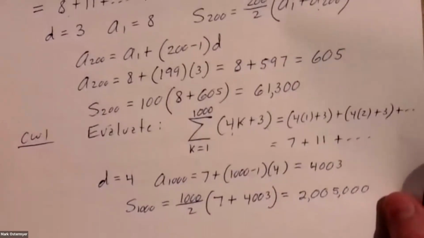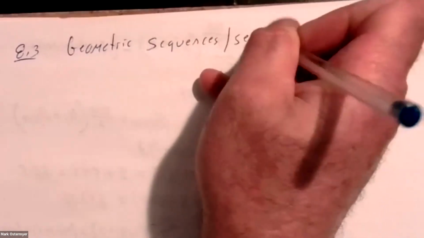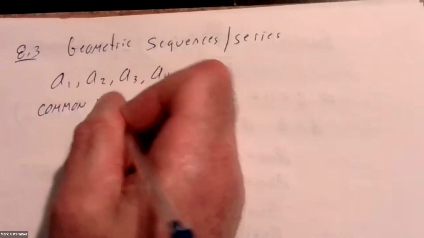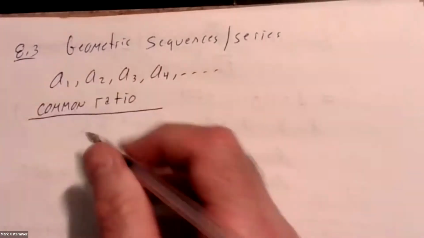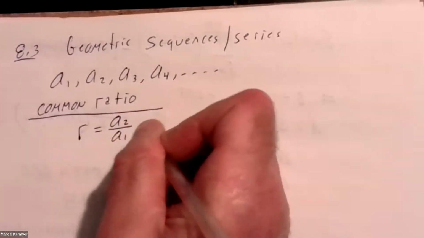So section 8.3 is the last section today. It's entitled Geometric Sequences and Series. So what makes this sequence a geometric sequence? Well, it must possess what is called a common ratio. And the common ratio r is going to be equal to any term divided by the previous term.